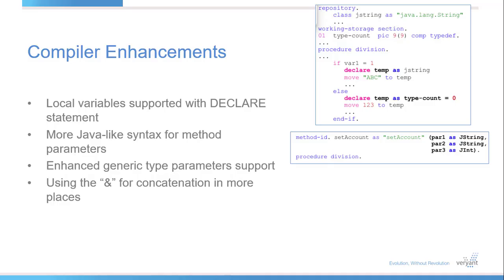Now you can define the parameters of a method directly in the method ID paragraph, instead of having them in both the linkage section and the using clause of the procedure division statement. Not only does this result in shorter code, but it'll be more familiar to developers of other languages. For instance, the Java equivalent is this.